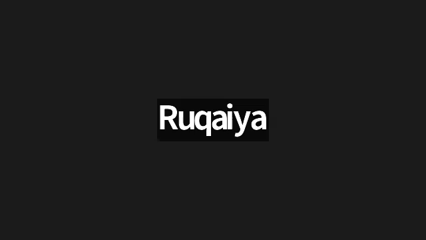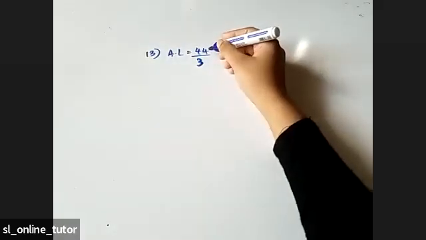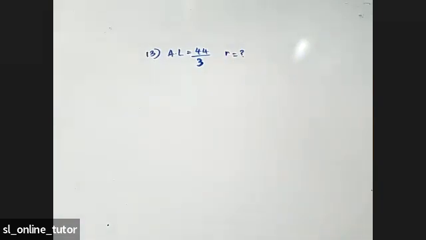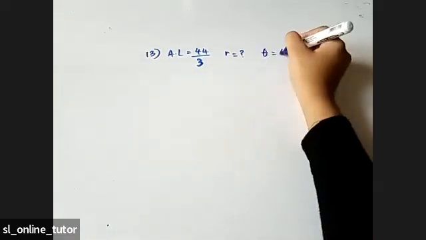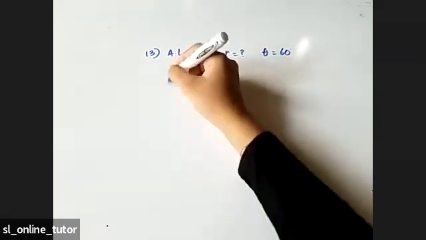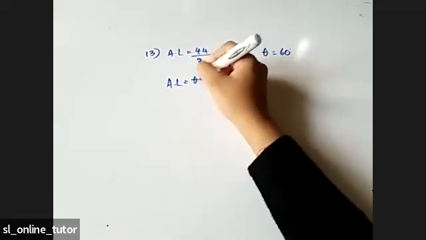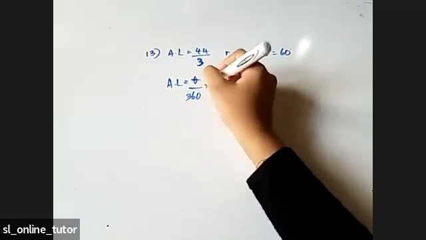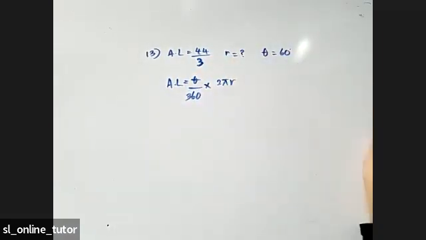Improper. Very good. When the numerator is greater, we call it improper. Now they're asking to find the radius, where theta is equal to 60 degrees. Okay, how can we do this? Let's take the arc length equation. Arc length equation is theta upon 360 into 2 pi r.